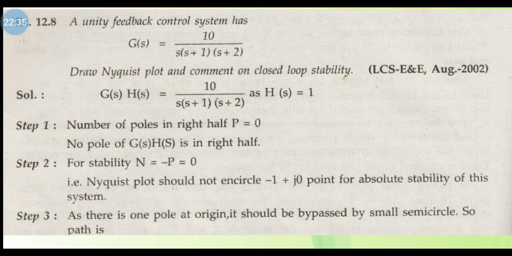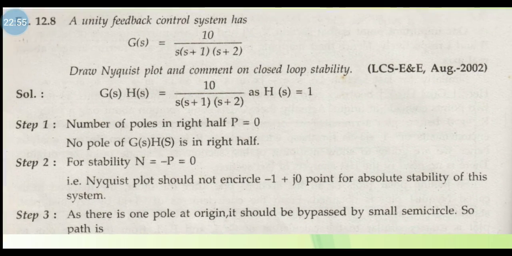So, G(s)H(s) is equal to 10 divided by s times (s plus 1) times (s plus 2), as H(s) is 1. Then we'll find the number of poles in the right half. P is equal to... So, one pole is at the origin due to s. Okay.